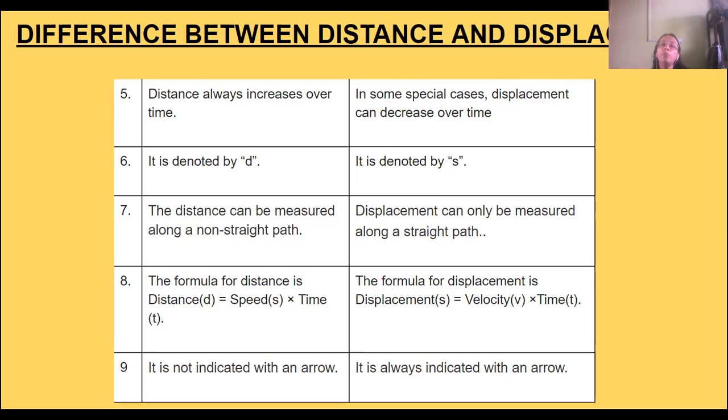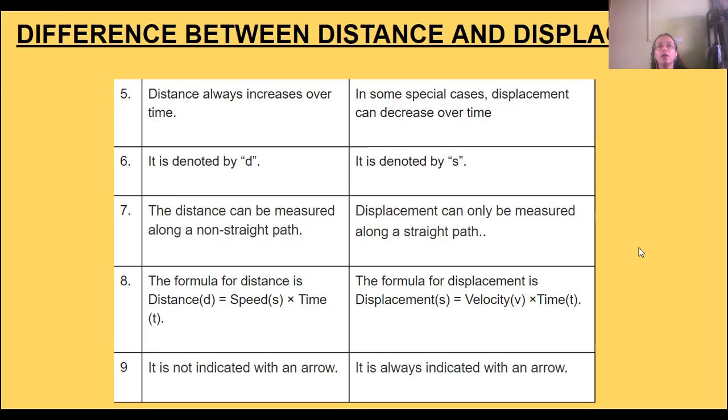Distance is indicated without an arrow, but displacement is always indicated with an arrow above it, as it is a vector quantity.